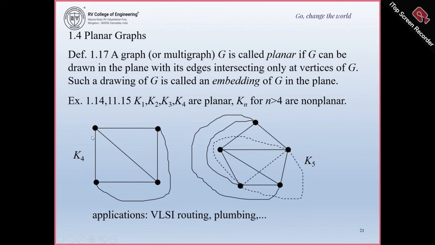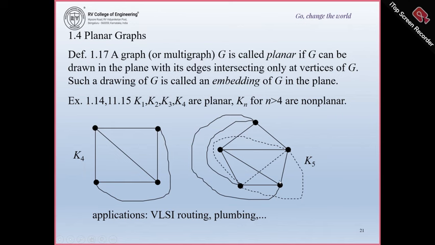Suppose you have this K4. Now in this K4, I have edges only at the vertices of G. Here I am not supposed to write this, because if you write that, it's overlapping. So next is your K5. Where you can use this application, whether a graph is planar or not, is in VLSI routing, plumbing, etc.